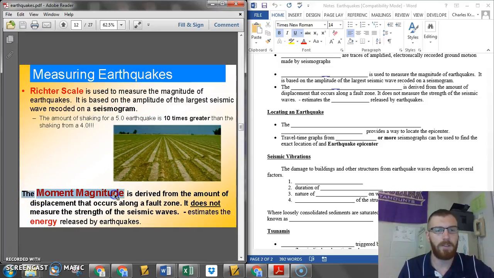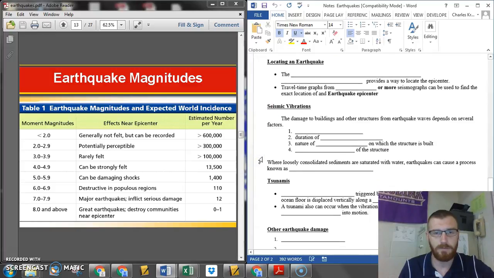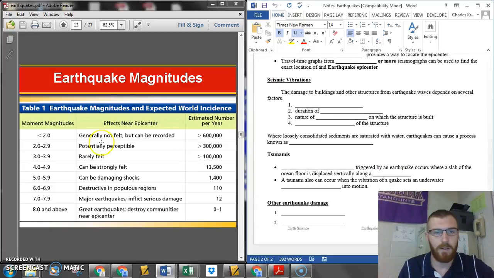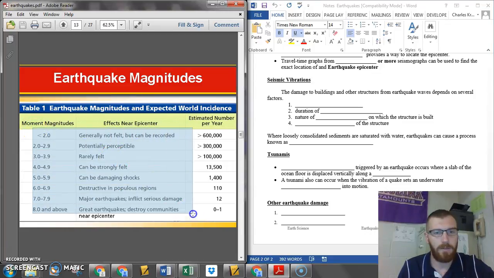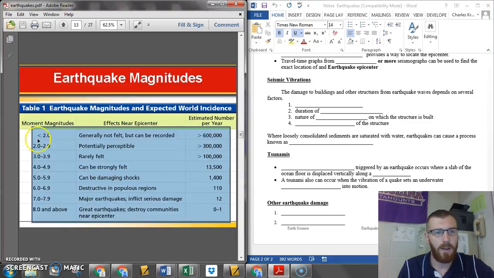Okay, and the moment magnitude is derived from the amount of displacement that occurs along the fault zone. Think of this as being the fault zone here. It does not measure the strength of the seismic wave. It only estimates the energy released by the earthquake. And here you can see a good indicator of different types of magnitudes here and what we can see and what we feel.